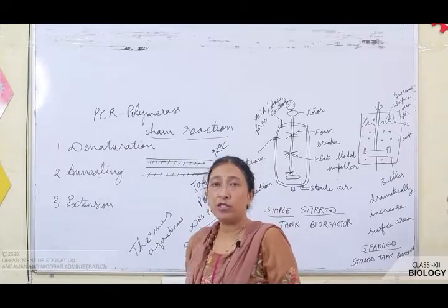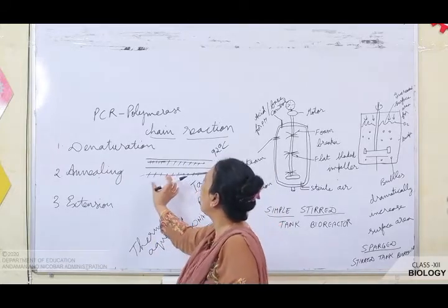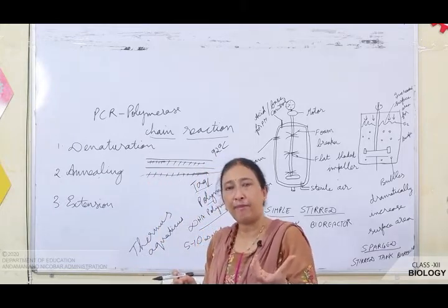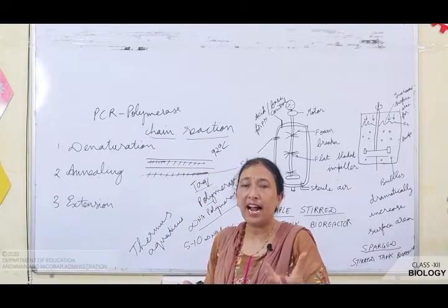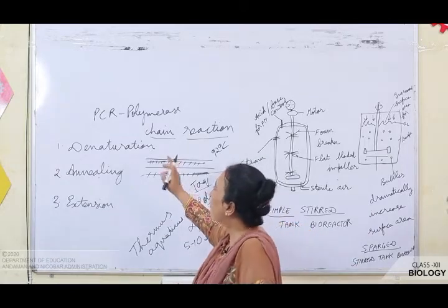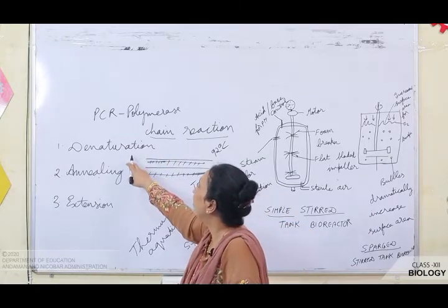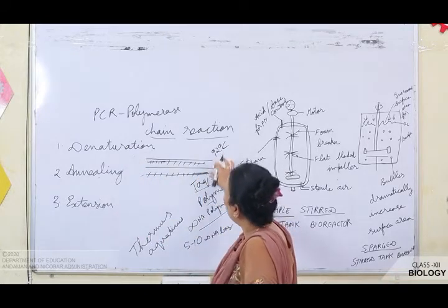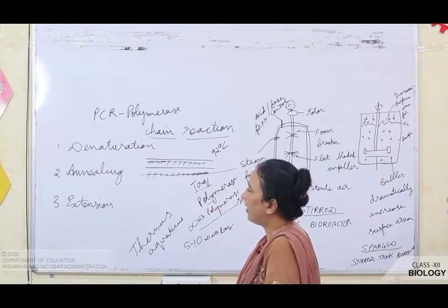Other than that, what can we do with the copy which we have got, the desired DNA? This DNA can again be used in a vector, and multiple copies of the cloned DNA can also be produced. So PCR takes place in 3 steps: denaturation, annealing and extension. These are the 3 steps of how PCR takes place.